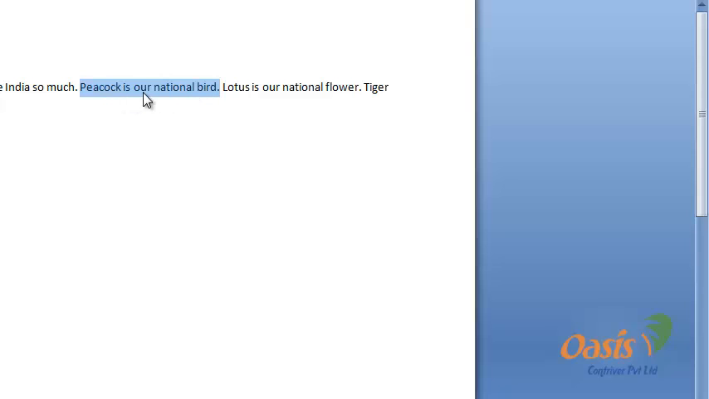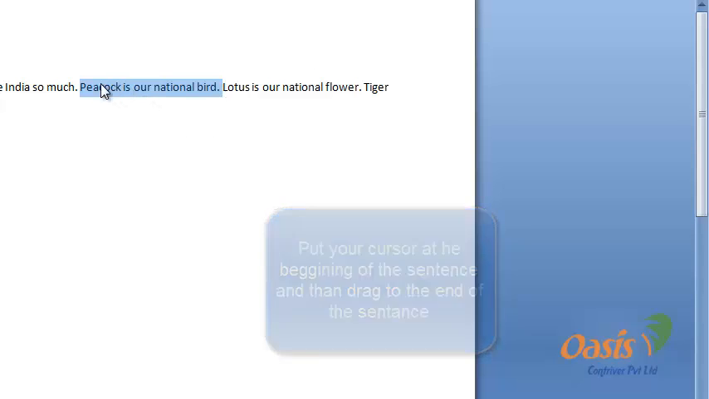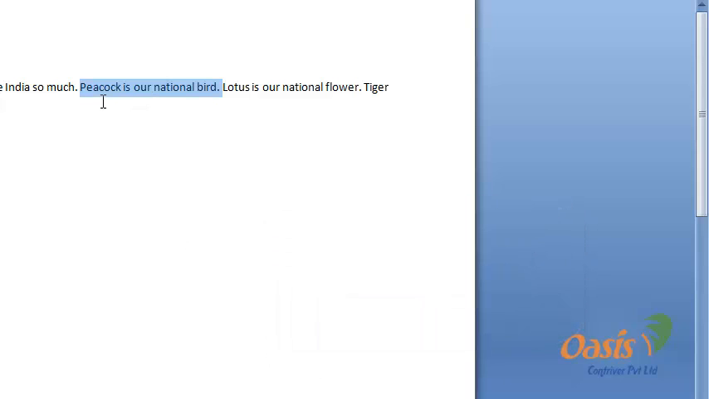So I have selected this using the cursor, then I have dragged the cursor to the end of my selection and it is selected. You can also use the Shift key: place the cursor at the beginning of your selection, press the Shift key on your keyboard, and by moving the arrow keys you can select a segment of the sentence or the entire sentence you want to select. So our text is selected now.